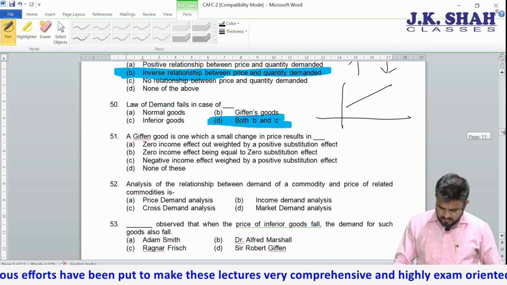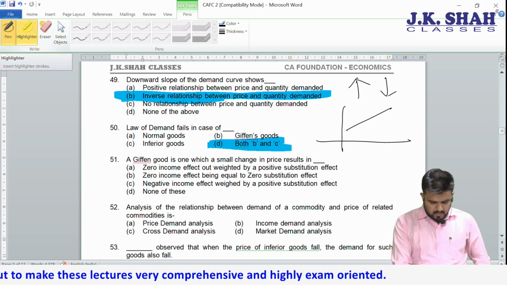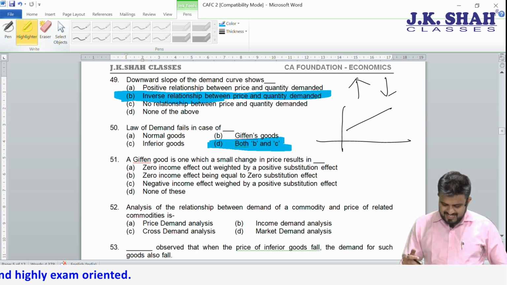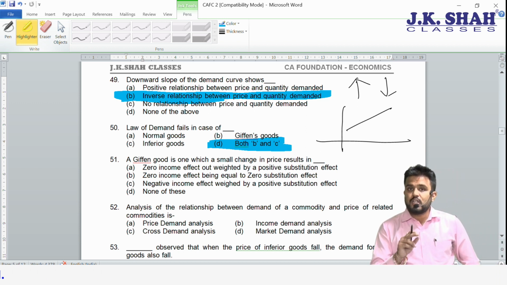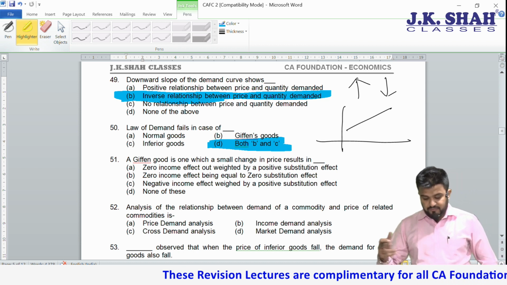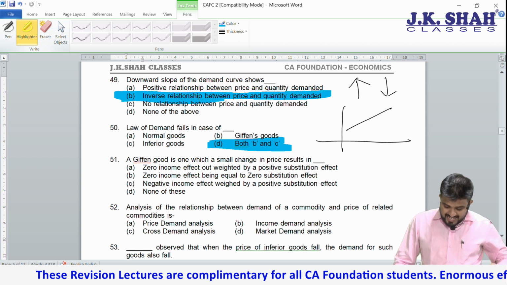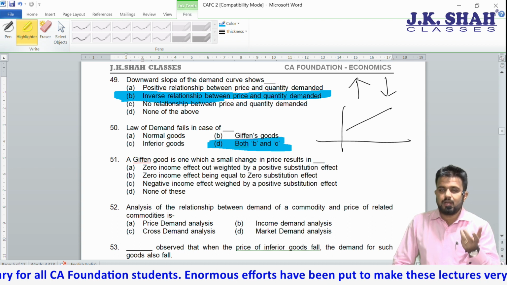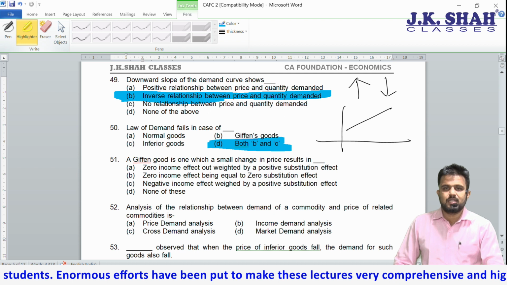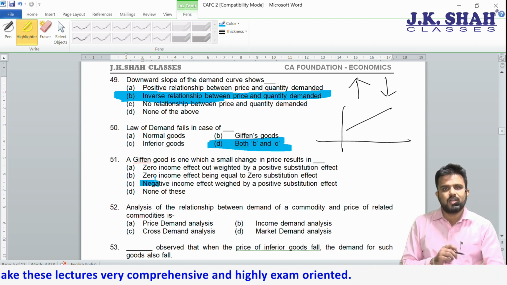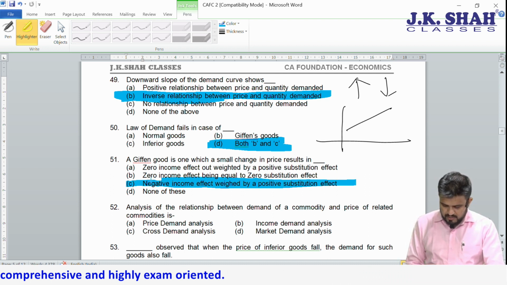Moving to the next. 51. A Giffen good is one in which a small change in the price results in zero income effect outweighed by a positive substitution effect, zero income effect weighted by a zero substitution effect, negative income effect outweighed by a positive substitution effect. So please remember, as our income increases, demand for inferior goods will fall. So income and inferior goods have which relation? Negative relation. Most appropriate answer is C.